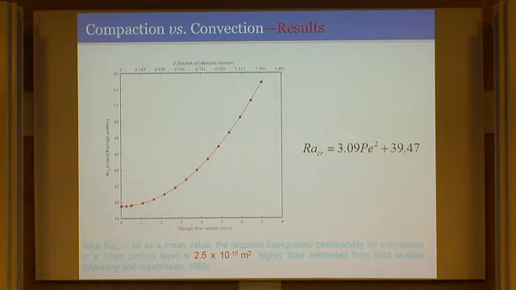Take a simple example for this case. The required background permeability for convection in a 10-kilometer layer is 10 to the minus 15, which seems small, but for crust material, it's really high. So it's hard for convection to happen.